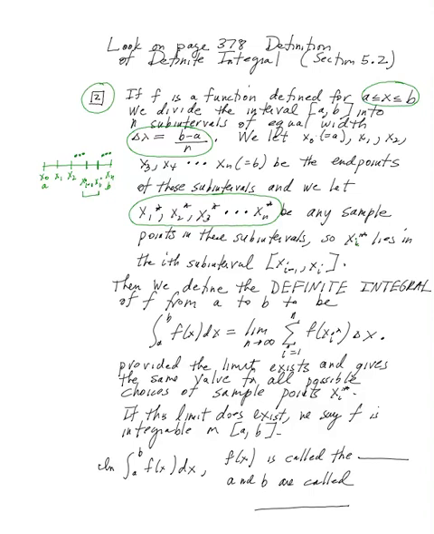We define the definite integral of f from a to b. Okay, this is the symbol for the definite integral of f from a to b, and we define it to be a limit of a sum. A definite integral is a limit of a sum. Its value is going to be a specific number.